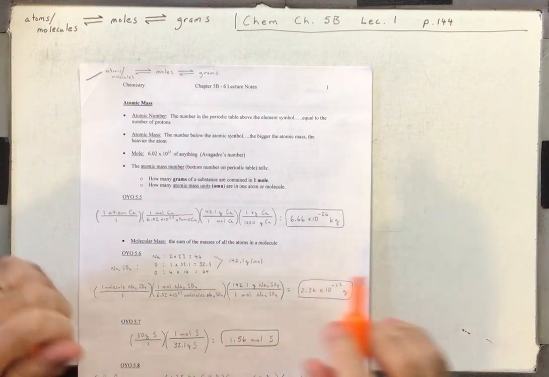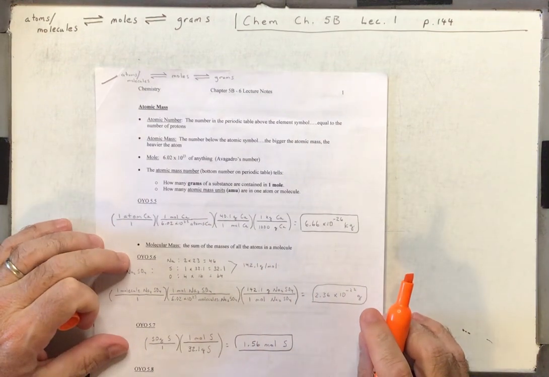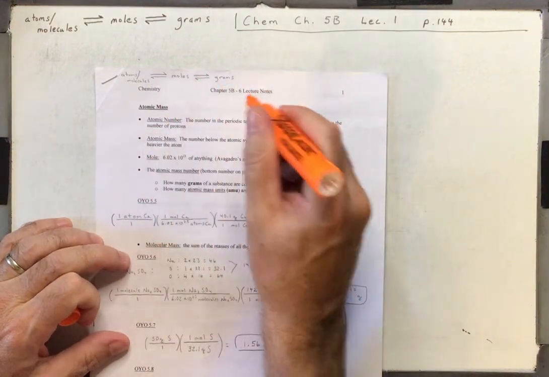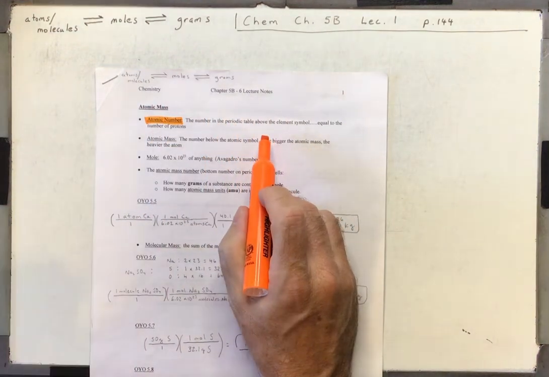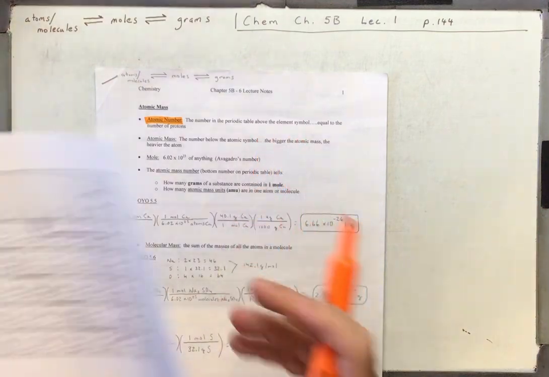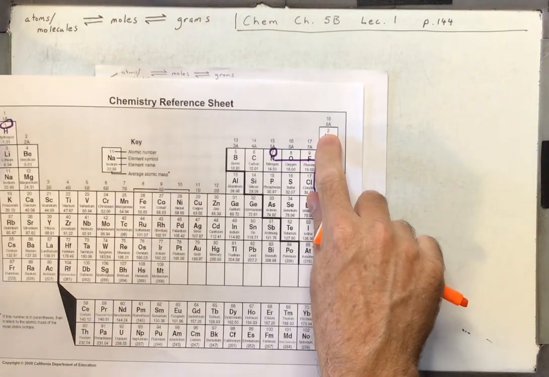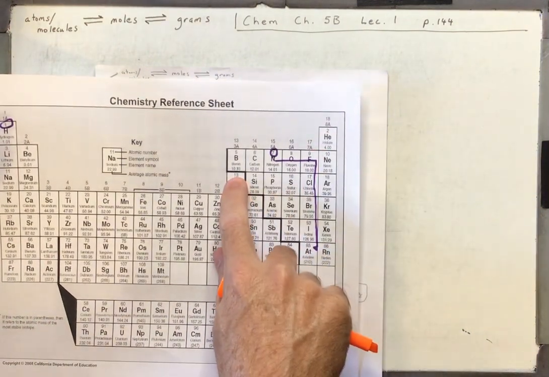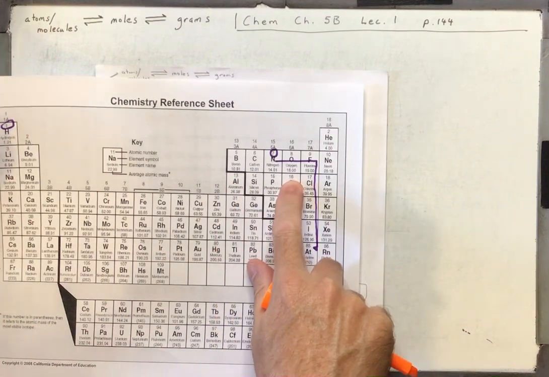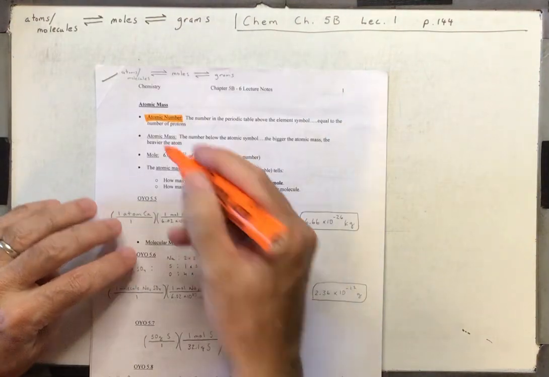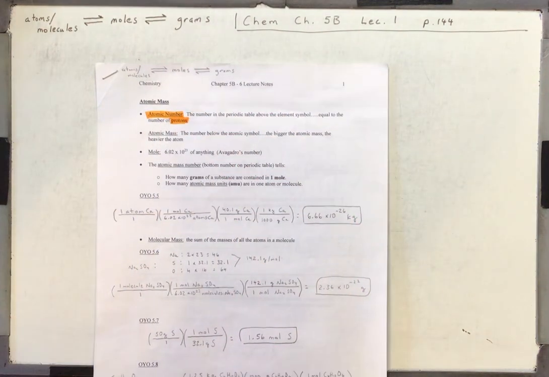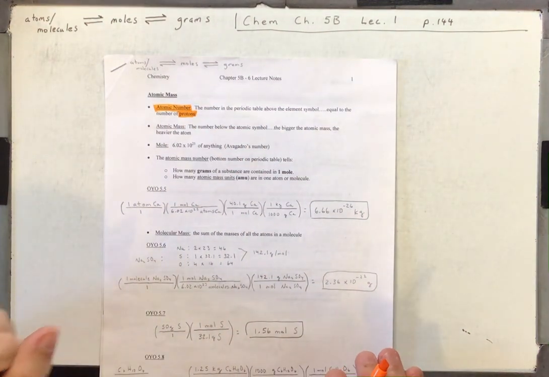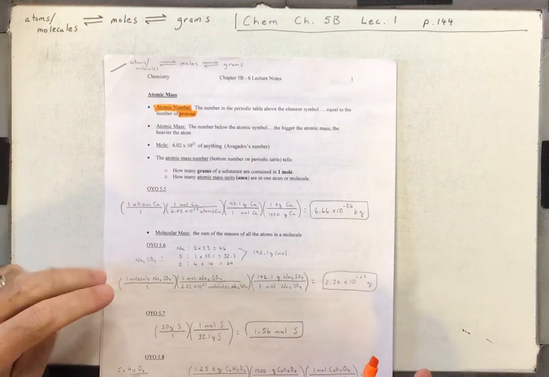Going through the vocabulary here in the second half of chapter 5, the atomic number is the number in the periodic table above the element symbol. For example, helium, it's 2. Aluminum, it's 13. Sulfur, it's 16. That corresponds to the number of protons in the atom. We're not really going to be using that number right now, but we will get to that.